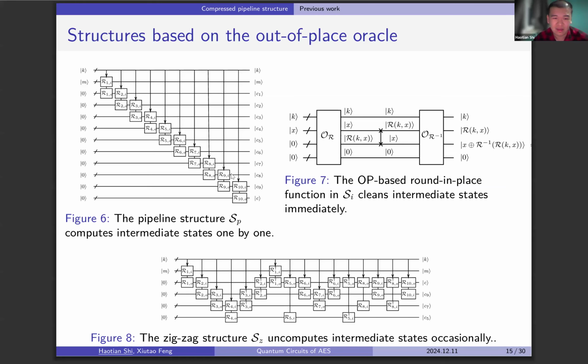We first introduce the structures based on the out-of-place oracle. The pipeline structure computes intermediate states one by one, so it will have large width and the lowest round depth. The zigzag structure uncomputes some intermediate states occasionally, so it has lower width with a little bit of increase in depth. The out-of-place based round-in-place structure cleans intermediate states immediately after computing new states, so it has the lowest width and almost twice the depth of the pipeline structure.